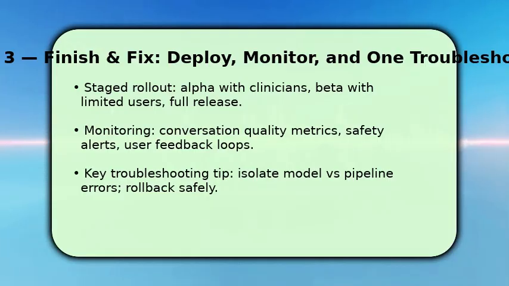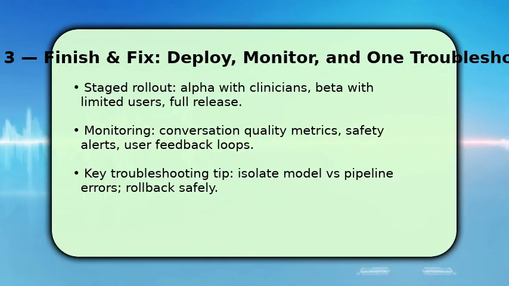You launch in stages, alpha with clinicians, then a small beta, and finally a controlled release. While launching, monitor conversation quality metrics, safety alerts, and user feedback loops so you can iterate quickly. Make sure logging links user flows to model outputs for fast debugging.